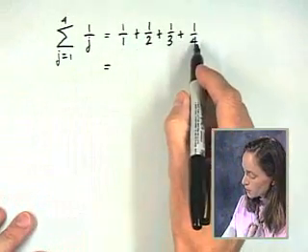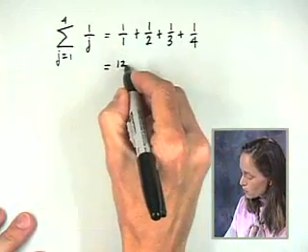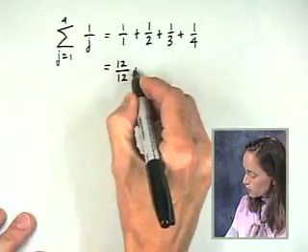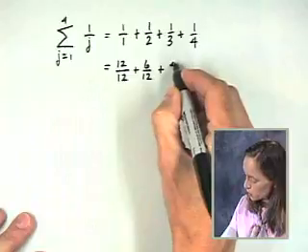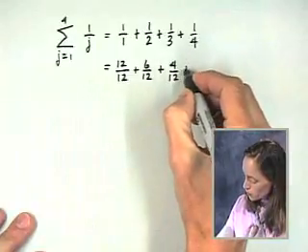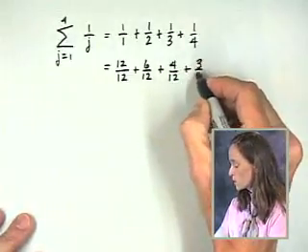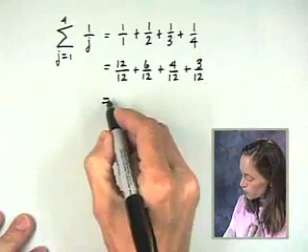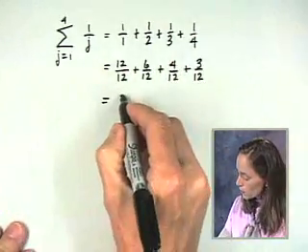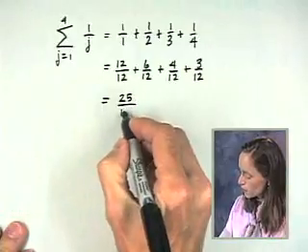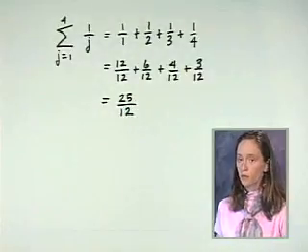I need a common denominator, that is 12. 1 is 12 over 12. 1/2 is 6 over 12. 1/3 is 4 over 12. 1/4 is 3 over 12. 12 and 6 is 18, and 4 is 22, and 3 is 25 over 12.